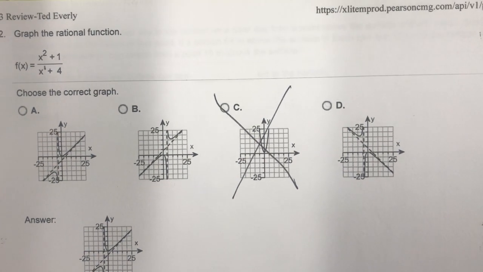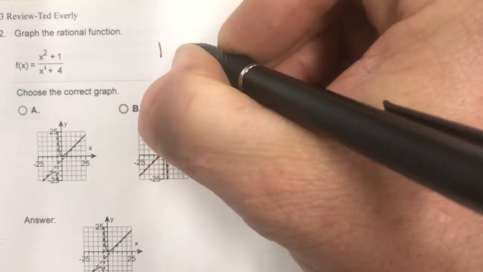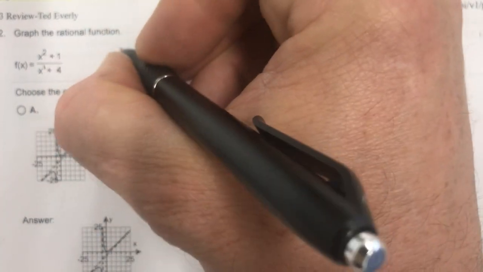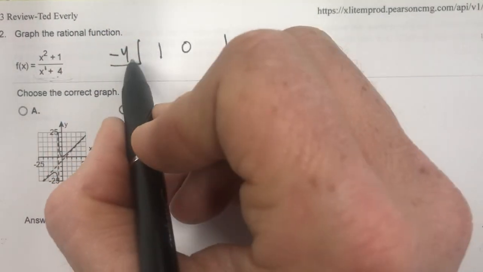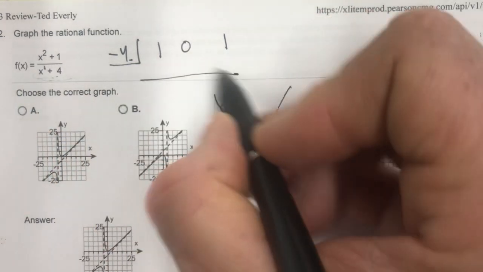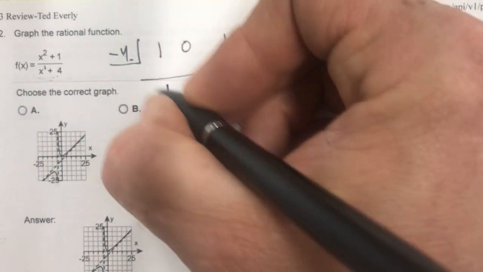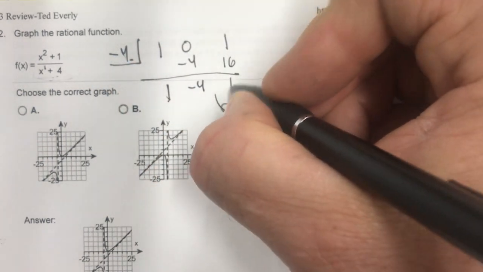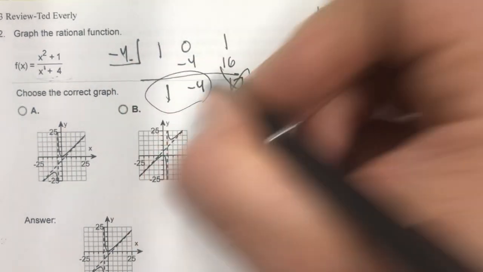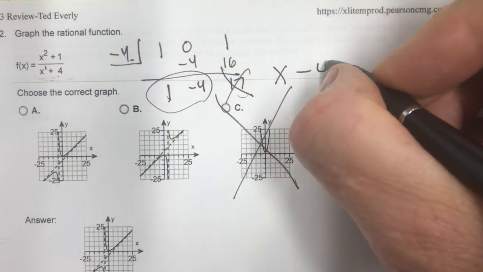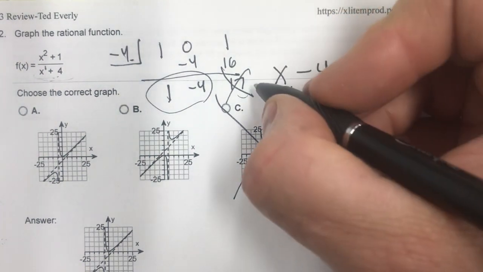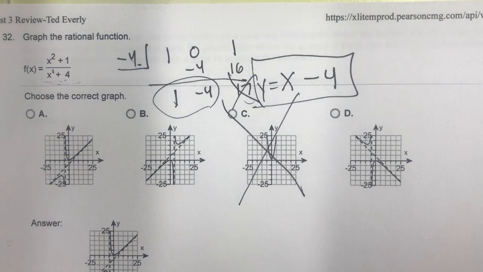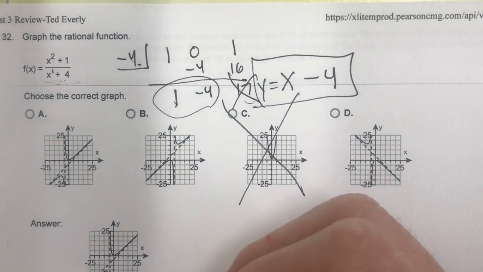Okay, what is that asymptote? It's going to be 1x squared plus 0x plus 1, and the zero for this is negative 4. And I'm just going to divide this. It's going to be 1. Negative 4 times 1 is negative 4. Add those, negative 4. Negative 4 times negative 4 is 16. Add these, 17. I don't worry about this. But this is going to be x minus 4.